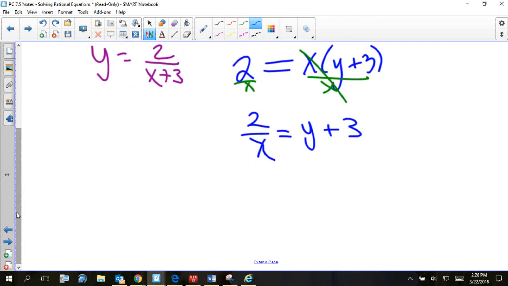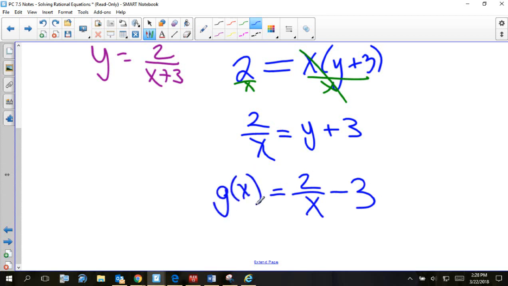So now what do I do to get y by itself? Subtract the 3. So I have 2 over x, subtract 3. And since it is a function, I can go ahead and rewrite it as g of x instead of y. But y and g of x would be the same thing.